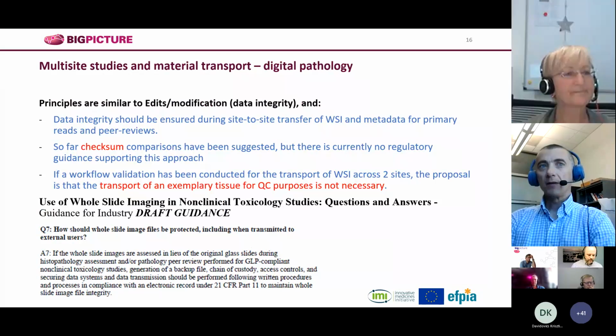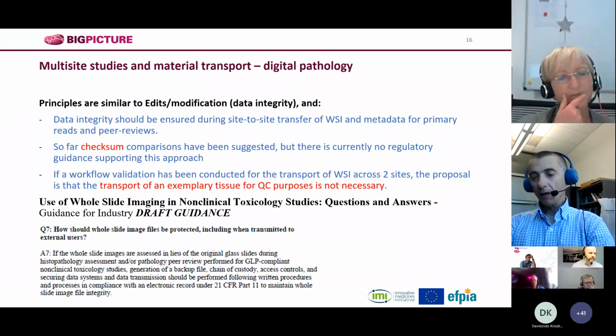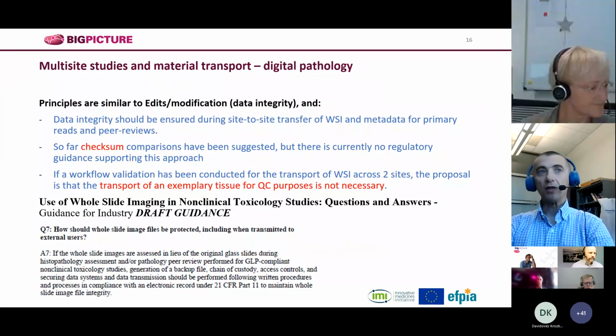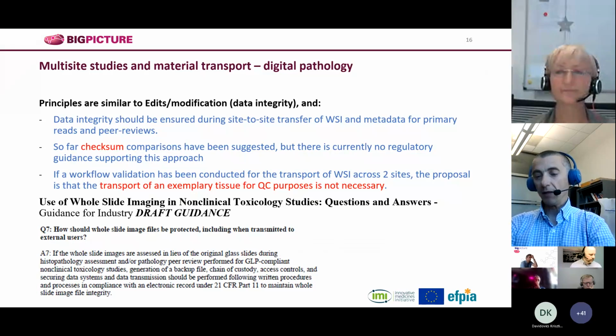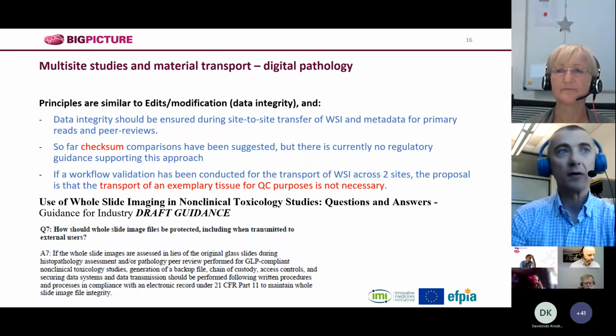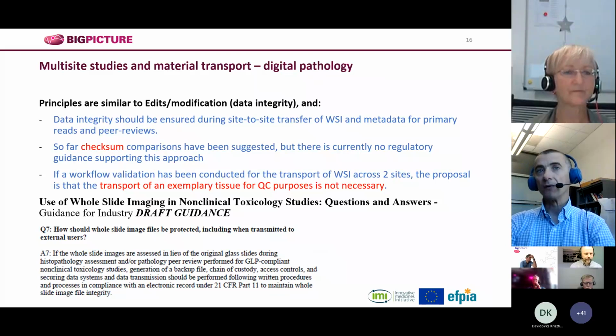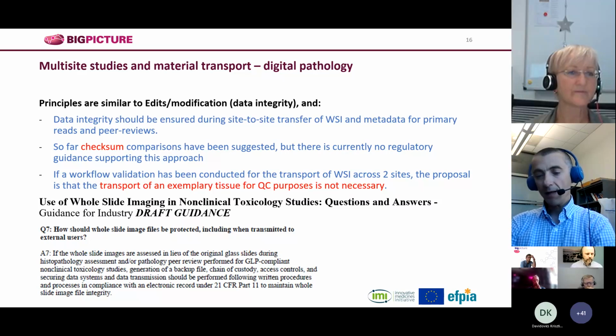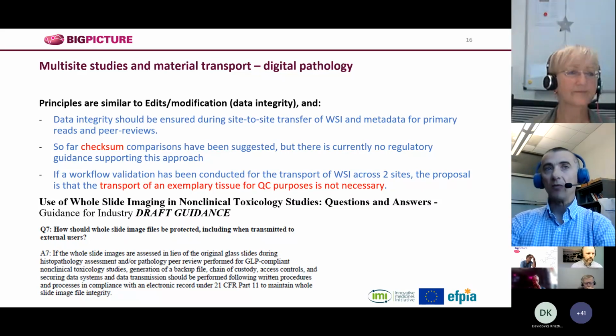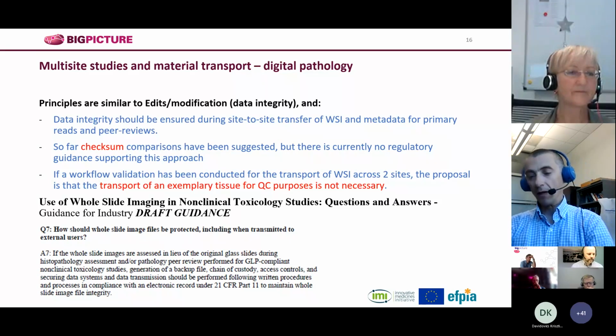And so we are back to data integrity in the context of transferring digital slides. These are the same expectations as when we are transferring glass slides. So in that case, not only do we need to transfer the whole slide images, but also the metadata that accompany the images. And the expectation remains the same. We don't want to lose anything on the way.